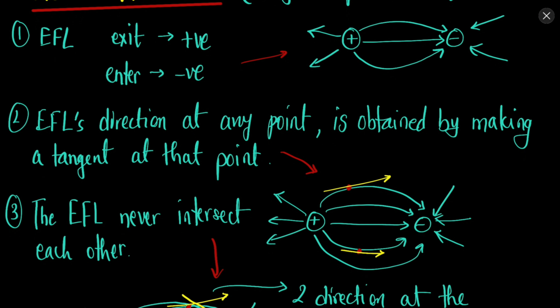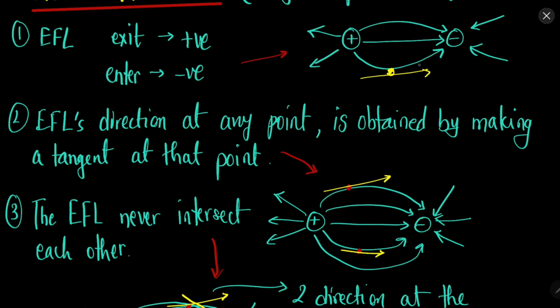Then the second thing is, if you want to find the direction of the electric field line at any point, let's say at this point, how can you find the direction of field lines here? Just draw the tangent at this point. So what is a tangent? Tangent is any line which touches the curve externally at only one point. So draw the tangent and you can find the direction at that point. Why have I put the arrow like this? Because it is going from positive to negative. So this tangent tells us about the direction. For example, at this point the direction is like this.